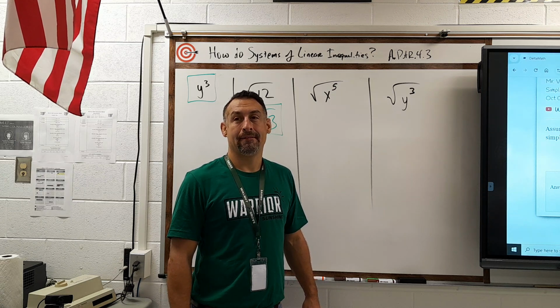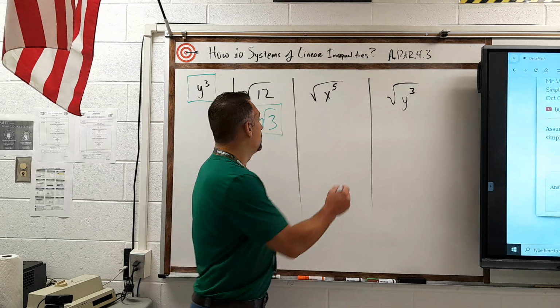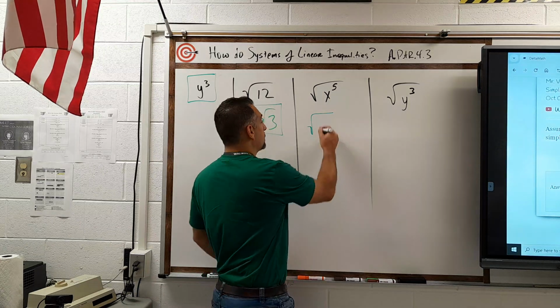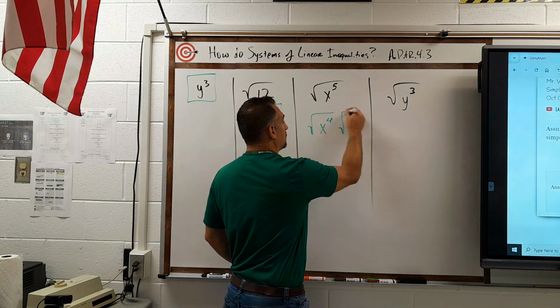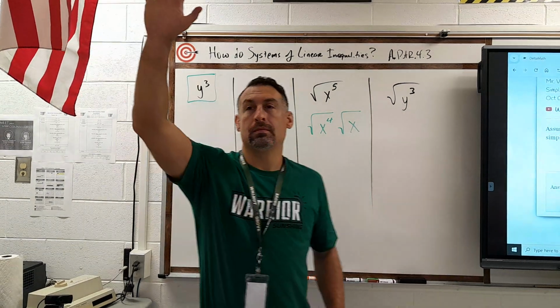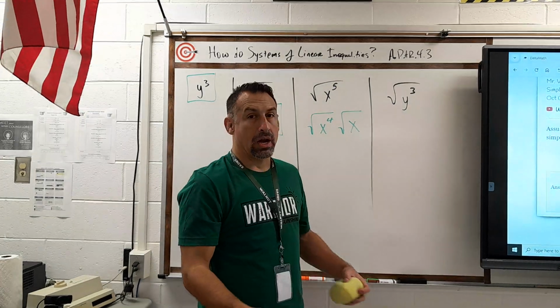So you do a little square root symbol, then you do the x and then the 5 or the 4. And then beside it, you do another square root symbol and then you do an x. Fantastic. Okay, so that is the odd rule in effect.